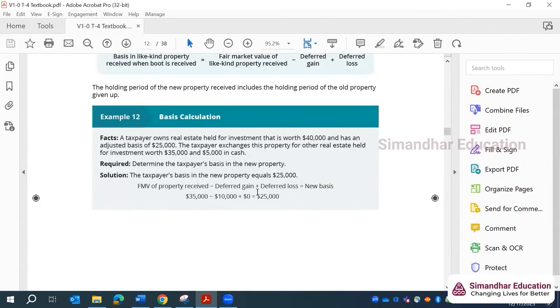Let's look at this example here. A taxpayer owns real estate held for investment that is worth $40,000 and has an adjusted basis of $25,000. The taxpayer exchanges this property for other real estate held for investment, which is worth $35,000 and cash of $5,000. Okay. Now, first of all, you tell me whether this transaction is going to qualify as a like-kind transaction or not.